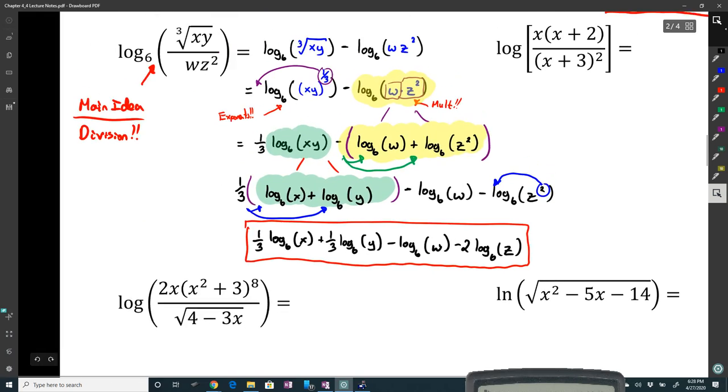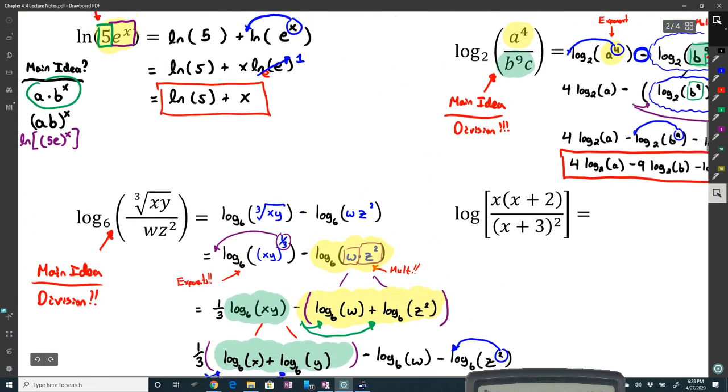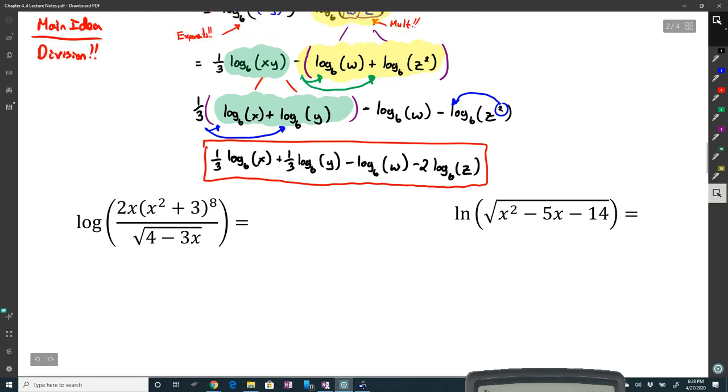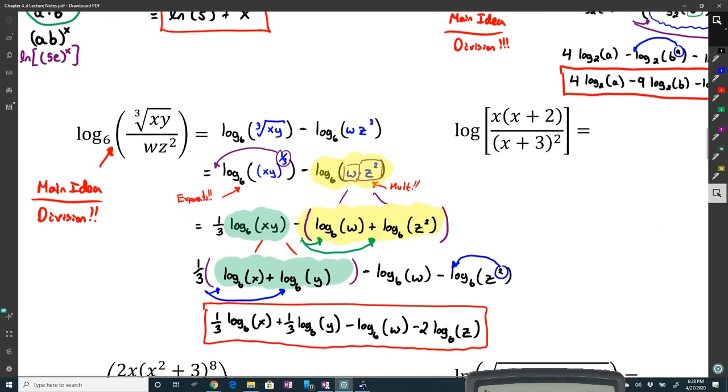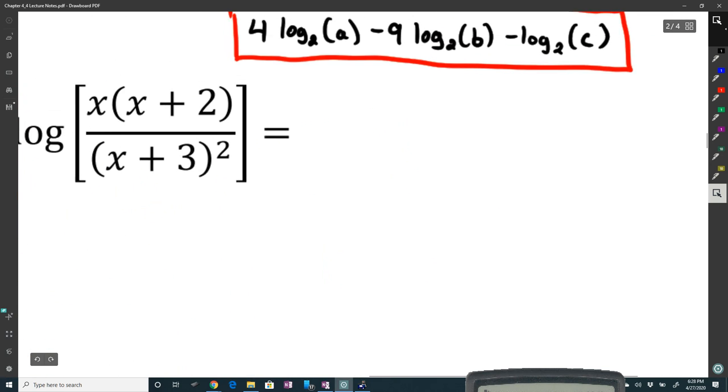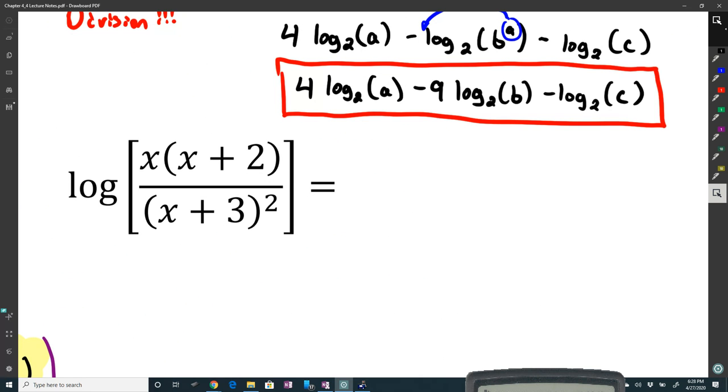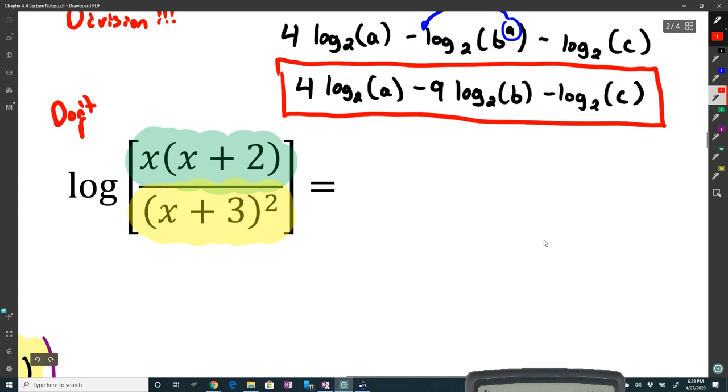All right, so these last couple things here are similar to what we just did, except they have x's in them, so they look scary, but they're exactly the same as the past 5 examples. So the first one is log of x times x plus 2 over x plus 3 squared. So notice the main thing here is, what we don't want to do is distribute. Because notice the main idea is multiplication. If you distribute, that's not the main idea anymore, and you can't do anything.